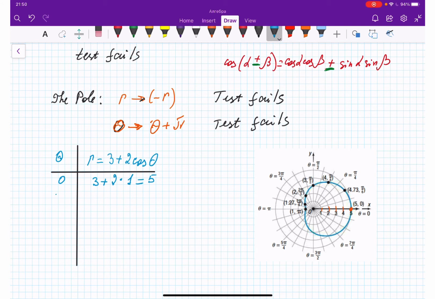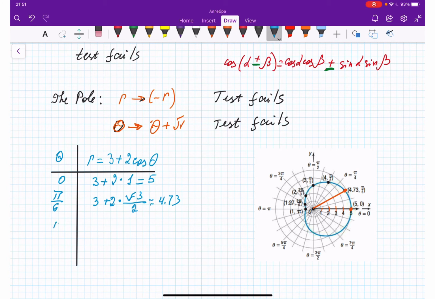Next, let's take pi over 6. When building by points, I'm going to take 0, pi over 6, pi over 3, half a pi, and with the same distance again, further. So pi over 6, it's going to be 3 plus 2 times cosine pi over 6, meaning 30 degrees, which is square root 3 over 2. And approximately, we are getting 4.73. So for pi over 6, it's right here. There we go. Pi over 6, you see 4.73. It's a little bit below 5.